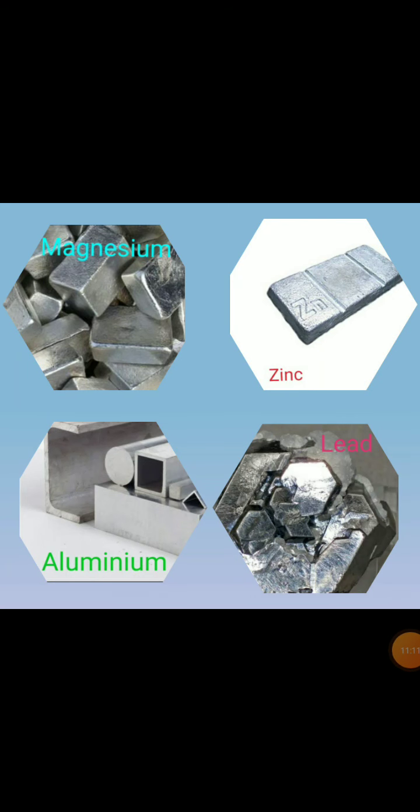Now, the surfaces of metals such as magnesium, aluminium, zinc, lead, etc., are covered with a thin layer of oxide. Why? Because the protective oxide layer prevents the metal from further oxidation. What is oxidation? Reaction with oxygen. So, these metals are covered with a thin layer of oxides which prevents them from further oxidation.